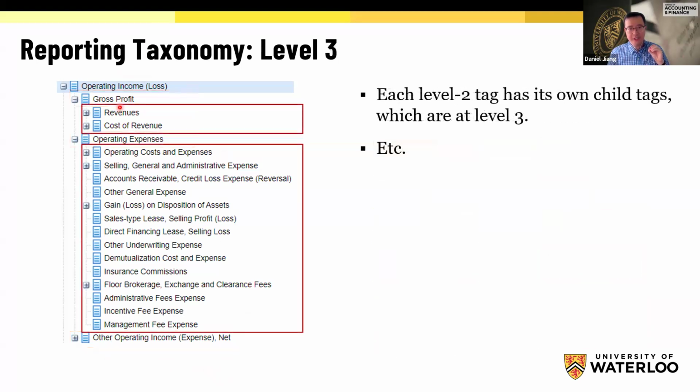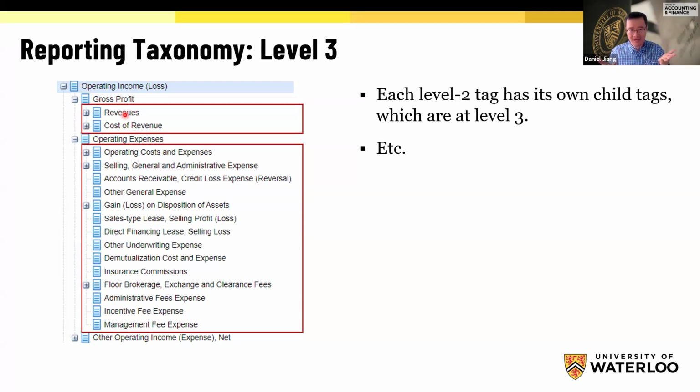And for each of those level 2 tags, we can find its own child tags using the taxonomy as well, and their child tags will be at level 3. Of course, we can keep expanding this tree structure to find all the child tags, say the level 3 tags, etc. In general, tags with a lower level of depth, for example tags at level 1, represent a high-level accounting concept.